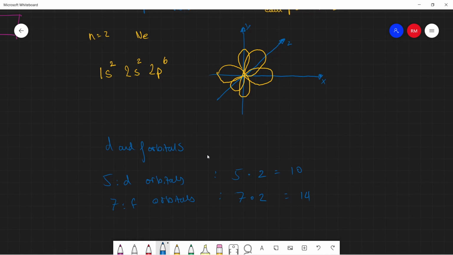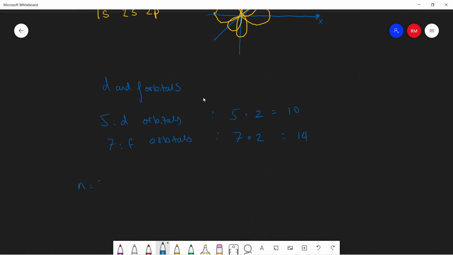So if we had n equals 3, and let's choose the next noble gas, argon, we would have 1s, then 2s, then 2p, then 3s, then 3p, and it does go to 3d, but not for argon.